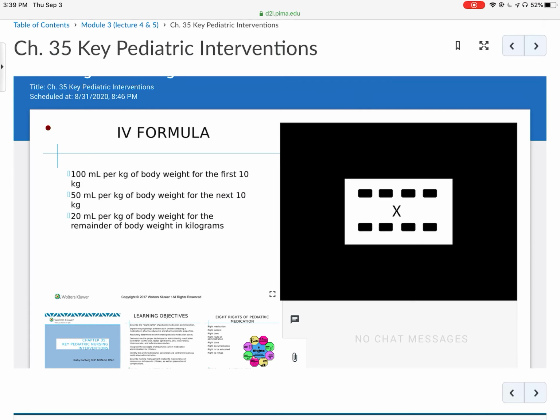So, IV formulas that you need to know. Your doctor will typically order the IV formula, but this is kind of what they go by. You get 100 mils per kg of body weight for the first 10 kgs, and then for up to the next 10 kgs, you add 50 more, and over that, 20 mil per kg of body weight for the remainder of the body weight. So we'll practice some of these either Wednesday or Thursday in class, so we can practice the IV formula for kids.